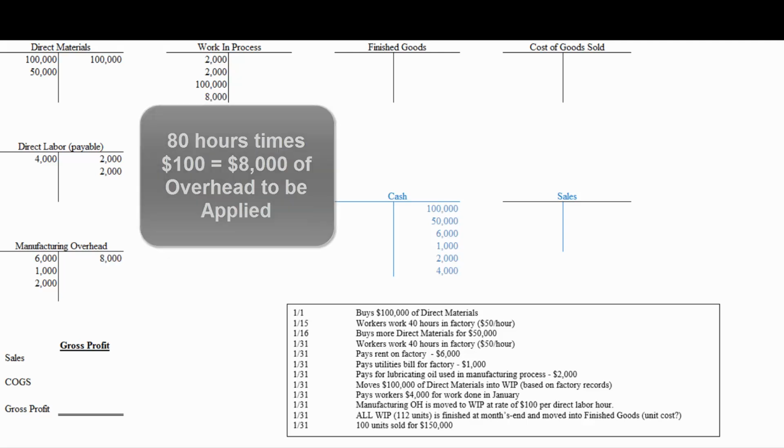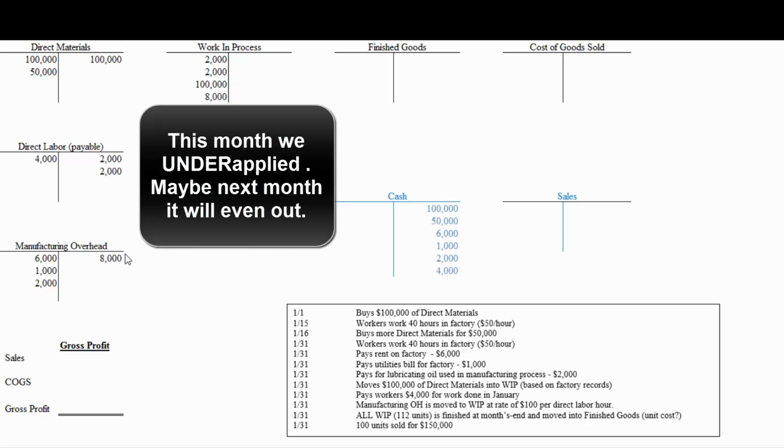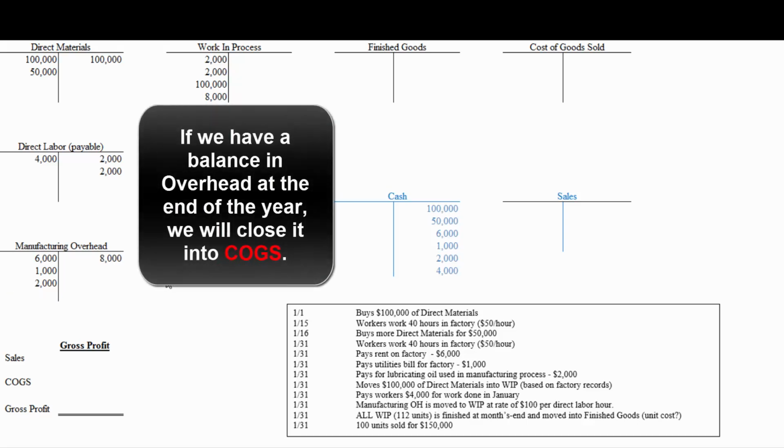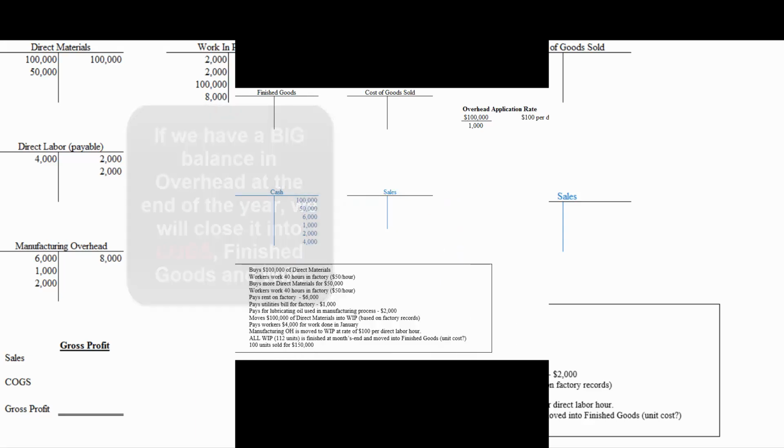Is that the right number? Who knows? This is just a guess that we made at the beginning of the year, and we're going to keep our eyeballs peeled to make sure that it's a good number. If you look at it now, you'll see that we incurred $9,000 of overhead, but only applied $8,000. So we under-applied overhead this month. If it's a good rule, next month we'll over-apply it $1,000 and it'll all even out. If at the end of the year we still have a balance in here, we'll close it into cost of goods sold. If it's a big number, we'll sprinkle some of it into cost of goods sold, some of it into finished goods, and some into work in process. But for now, at the end of January, we've applied $8,000 of $9,000 worth of overhead, so it's slightly under-applied at the end of January.